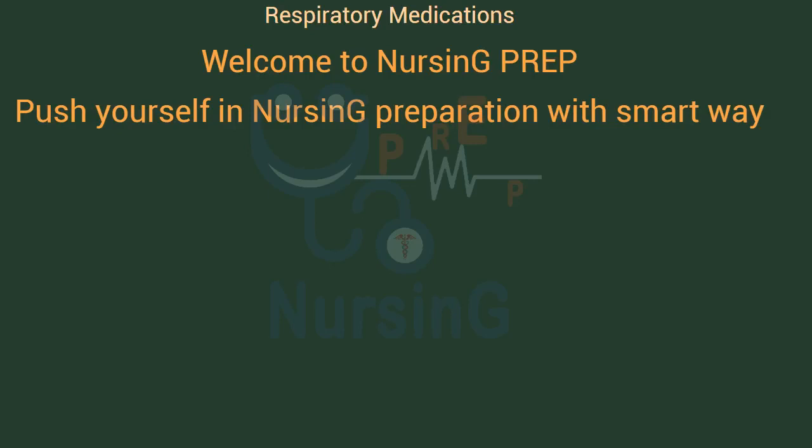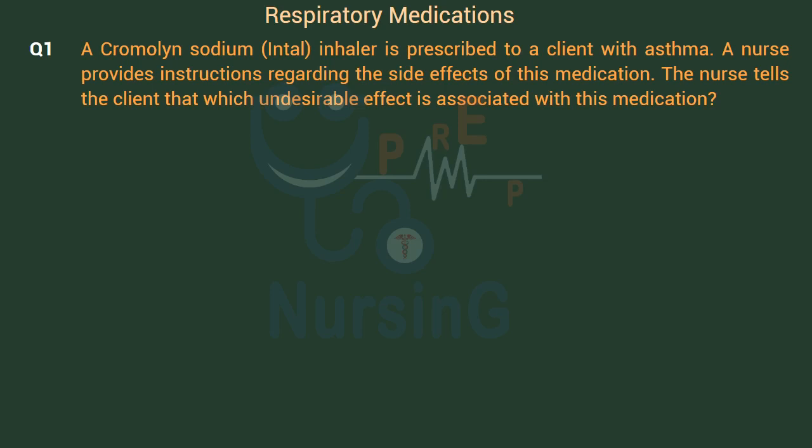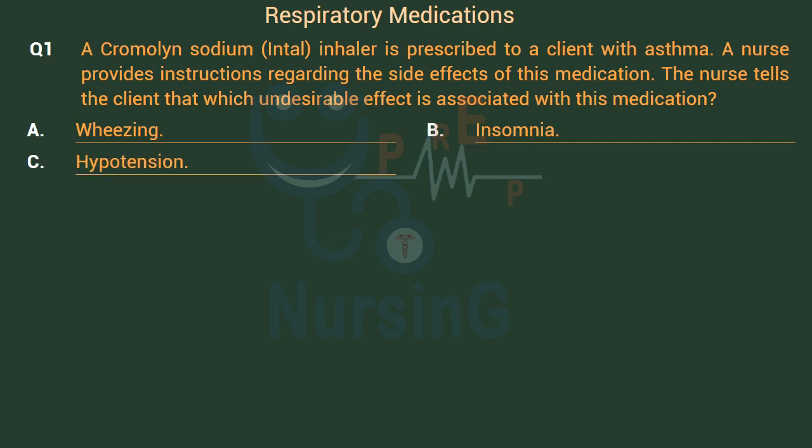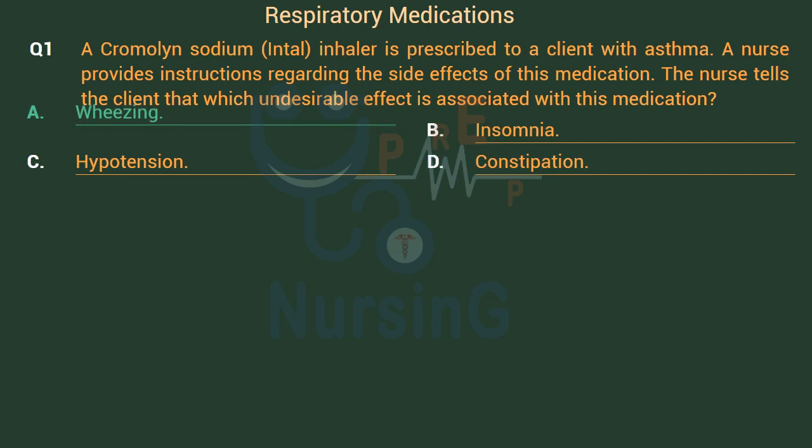Respiratory medications. A Cromolyn sodium, Intal, inhaler is prescribed to a client with asthma. A nurse provides instructions regarding the side effects of this medication. The nurse tells the client that which undesirable effect is associated with this medication? Option A. Wheezing. Option B. Insomnia. Option C. Hypotension. Option D. Constipation. Right answer is Option A.